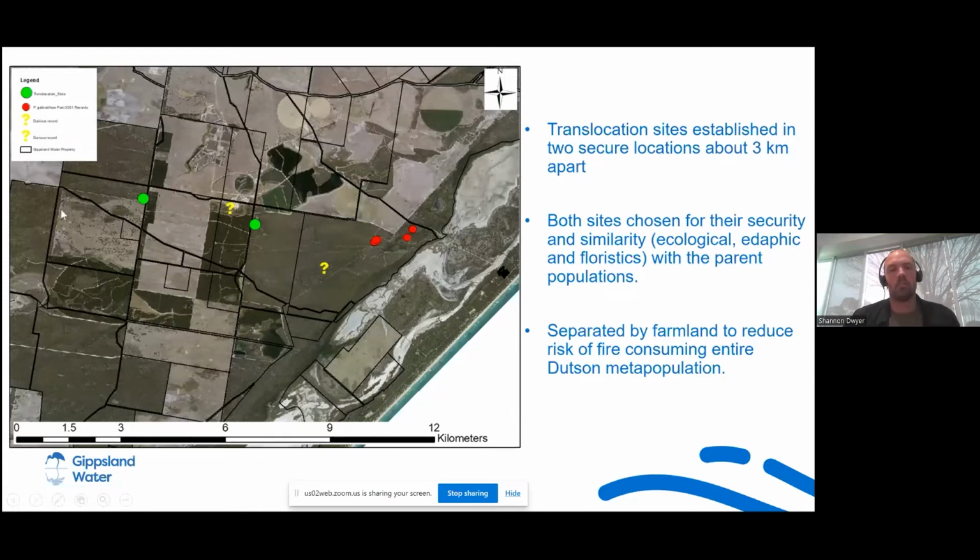So in terms of reducing risk of extinction, we decided we'd attempt to establish a couple of populations in different areas of the property, disconnected from the current populations, in the hope that we could establish some new plants, create some seed store within the soils, and if we do have a wildfire through at some stage, that the risk is minimised that we'll lose all plants in one hit.